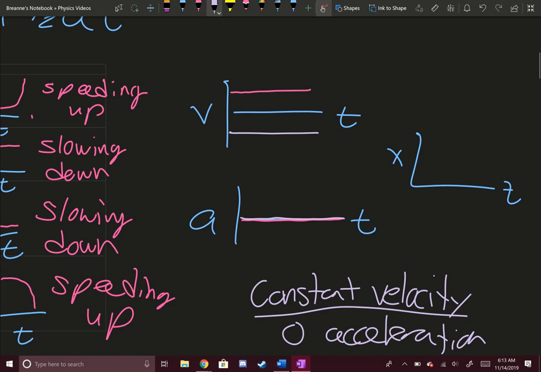Now, if it's a straight line in the positive direction, you have a positive slope for your position versus time graph. So your graph looks like that. For the negative version, you have a negative slope, so it goes down. So that's what constant velocity looks like.